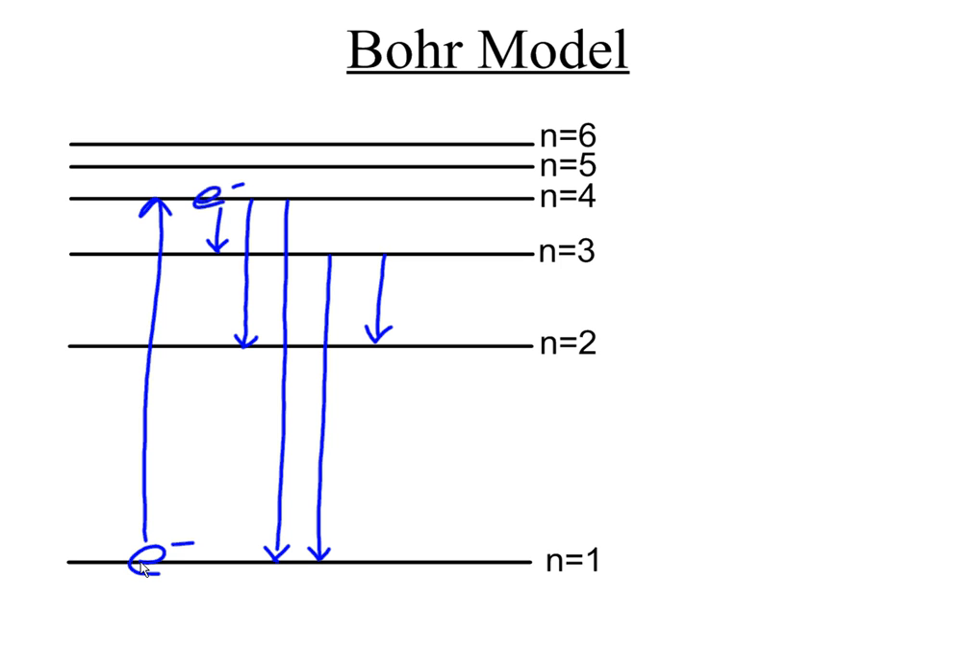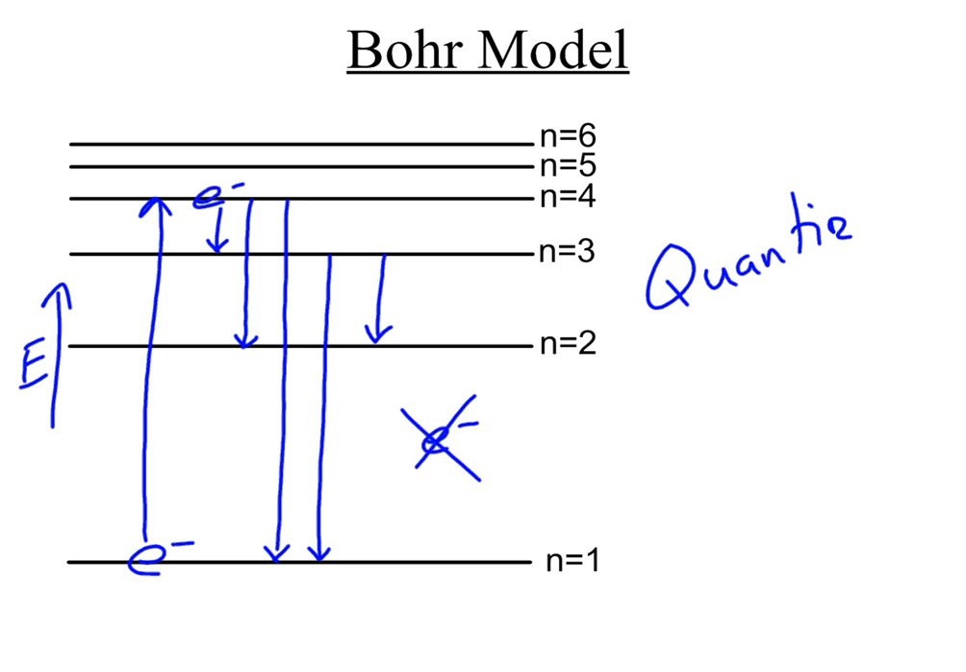The idea of the electron being able to exist at certain levels and not at an energy in between these, if we think of this as energy levels, is called quantized energy levels. And this is probably the most important thing to come out of Bohr's model of the atom.